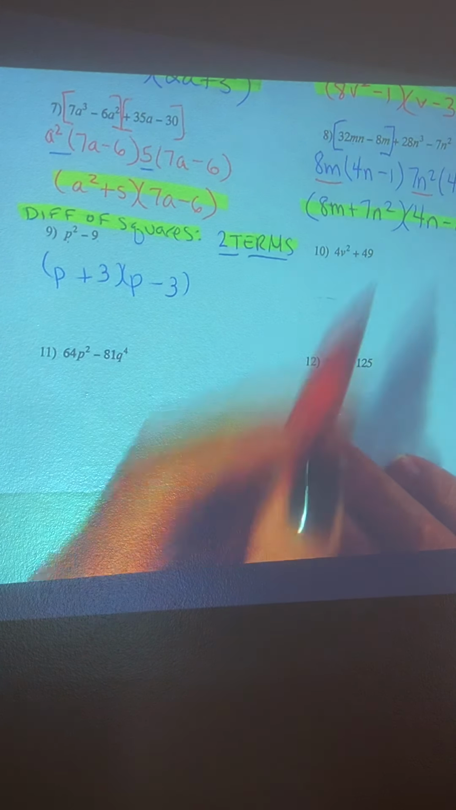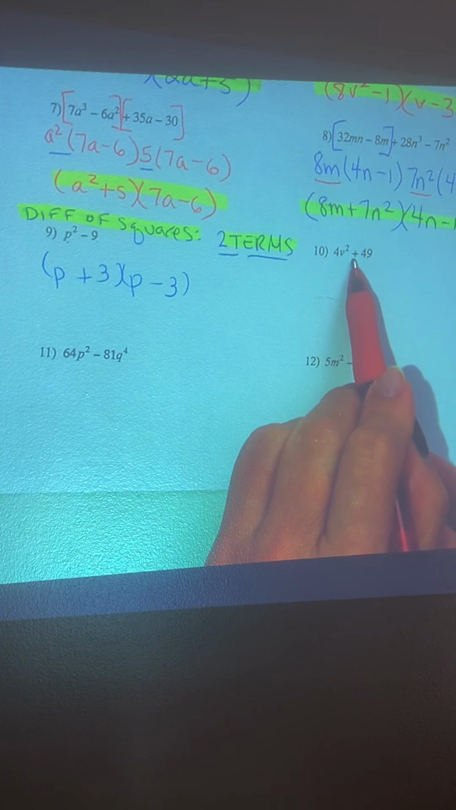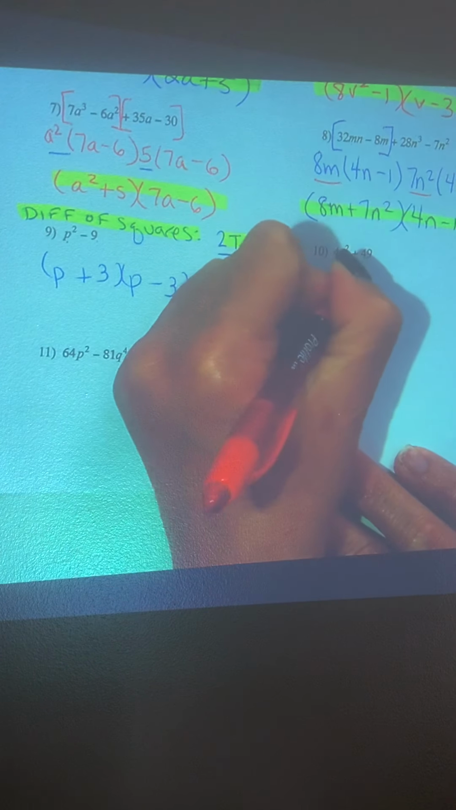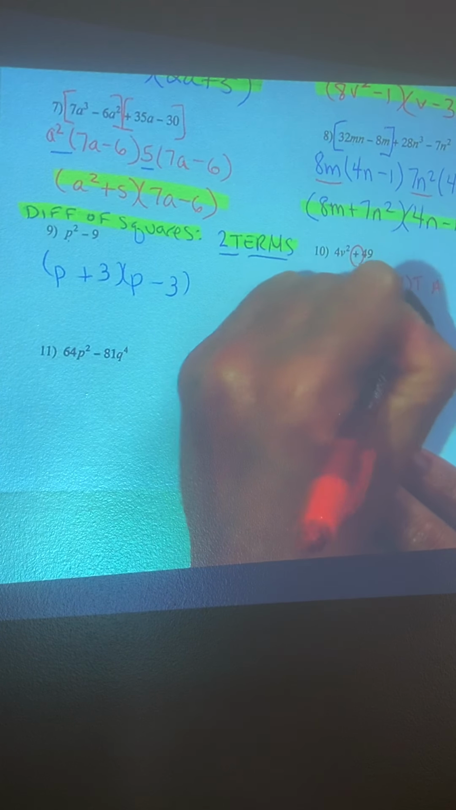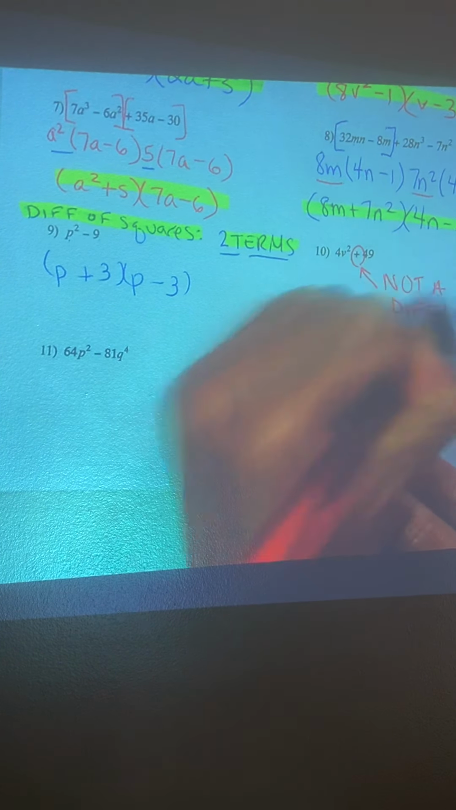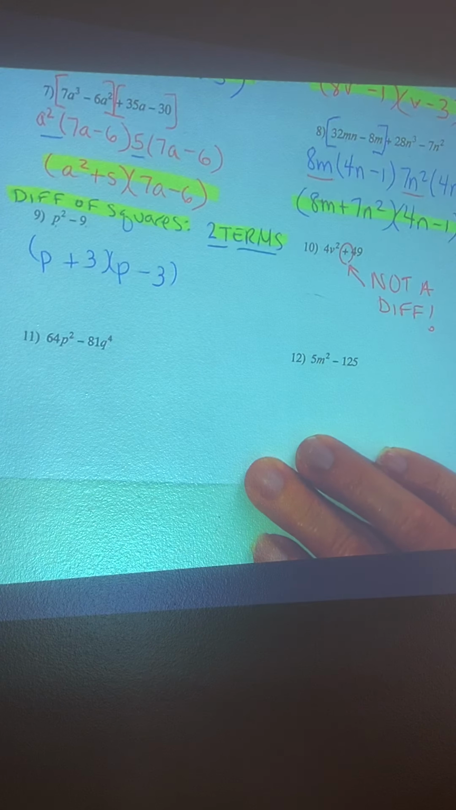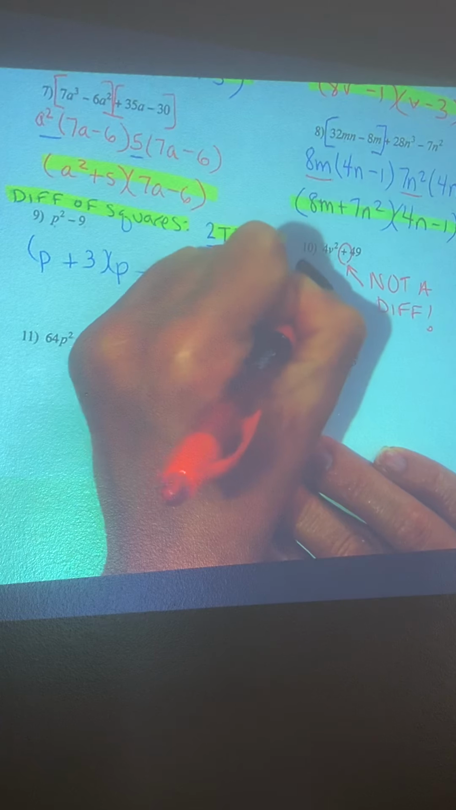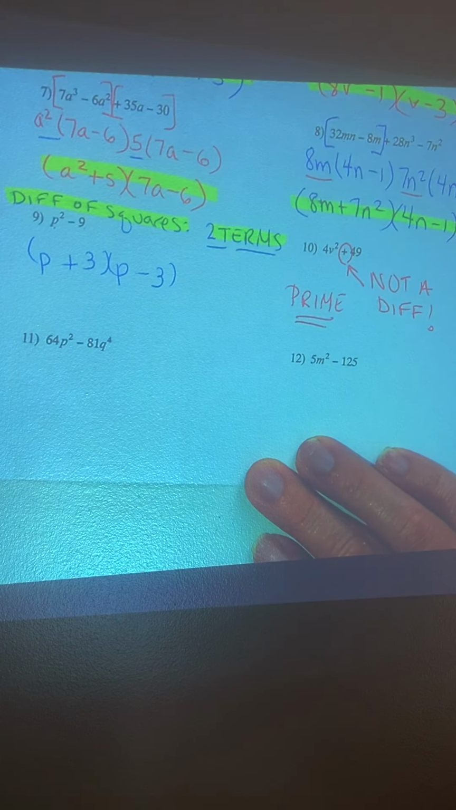Next, I have 2 terms. They're both perfect squares, but notice, that's a plus sign. That is not a difference. So if it's not a difference, what do we write? We write the word prime, or not factorable. You can say either one. Okay?